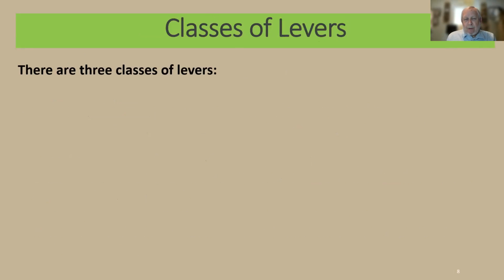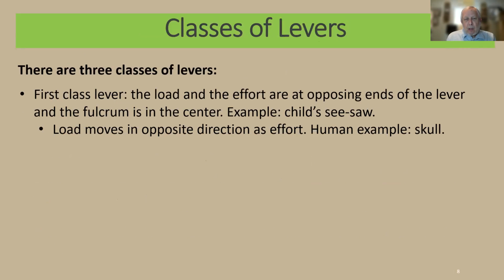There are three classes of levers. First class lever: the load and the effort are at opposing ends of the lever, and the fulcrum is in the center. An example is a child's seesaw. Because the fulcrum is in the center doesn't mean it's dead center. It's just in between the load and the effort. The load moves in the opposite direction as effort, so if the effort goes up, the load goes down. It looks like a teeter-totter or a seesaw. A human example of that is the skull. It sits on the spine and moves up and down.